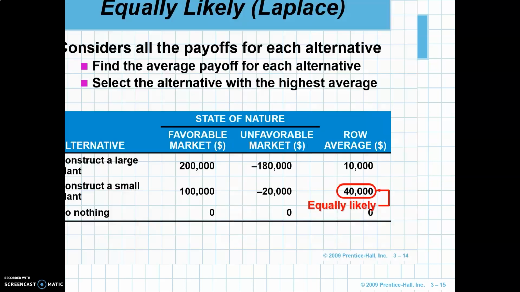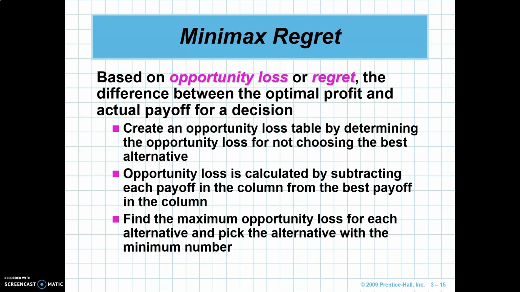So the last criterion of this lecture is the minimax regret method, right? It is based on opportunity loss or regret. This criterion is also known as the opportunity loss decision criterion or minimax regret decision criterion, because the decision maker feels regret after adopting a wrong course of action, resulting in an opportunity loss of payoff. Thus, he always intends to minimize this regret.